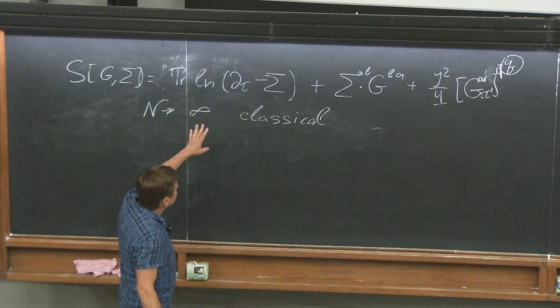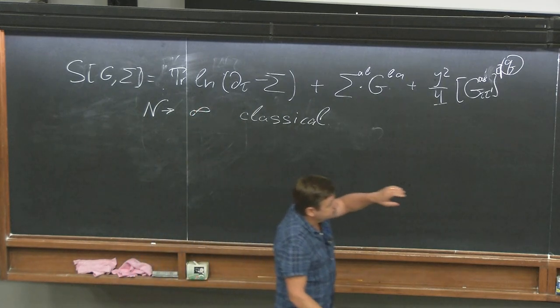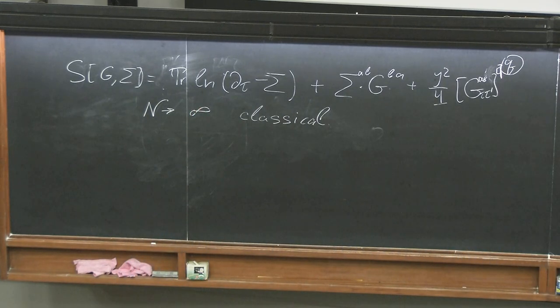Now you see that this happens not by accident, but because I carefully chose this scaling of the variance. If I put a different power of N here, then it would not be such a nice scaling.